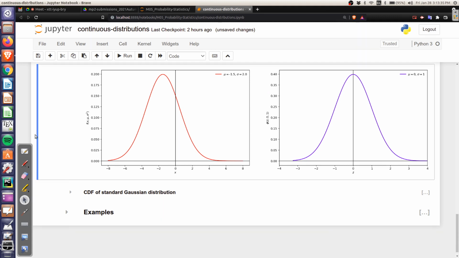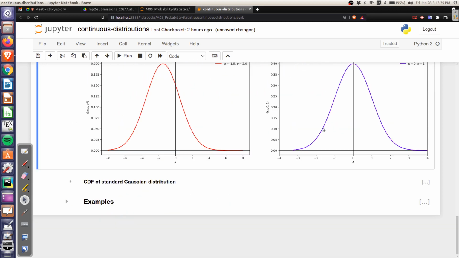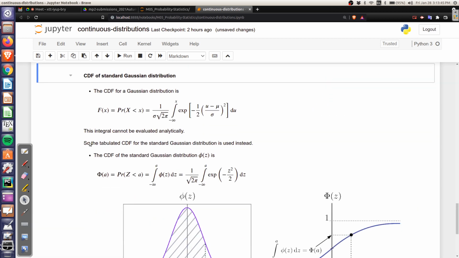Now you will see the use of this standard Gaussian distribution by looking at the CDF, the cumulative distribution function. Okay, the CDF of a Gaussian distribution is this. Now you remember what the CDF is? You have to integrate, right? Now look at this expression. Integration of this is really challenging. Integration of e to the power minus a square is very challenging. So it is very difficult for you to evaluate this integral analytically.